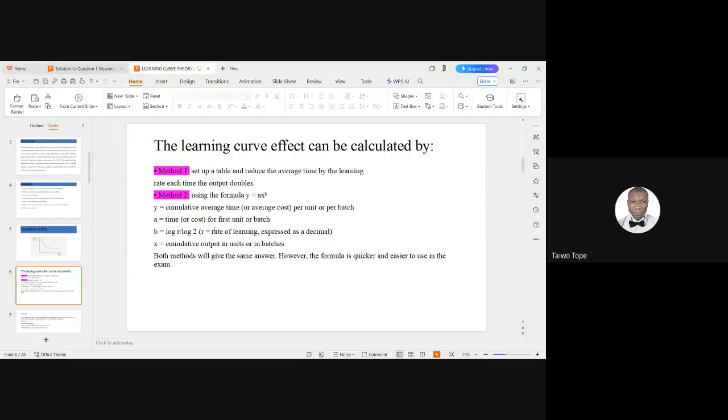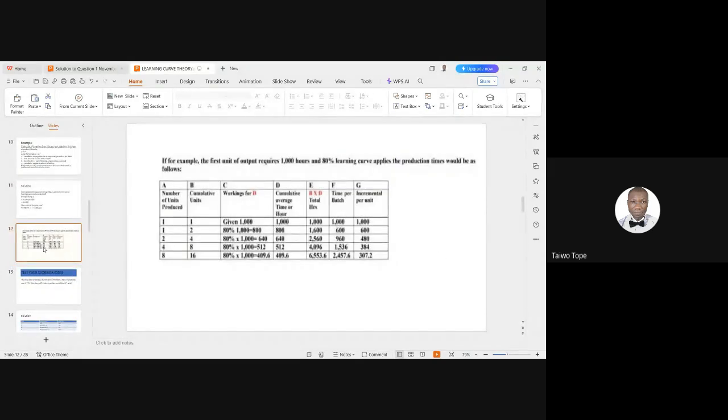So the learning curve effect can be calculated using two approaches. We have the formula approach, otherwise known as the algebraic approach, and we have the tabular approach. Method one: set up a table and reduce the average time by the learning rate each time the output doubles. Let's see, I think I have an example here to corroborate method one.